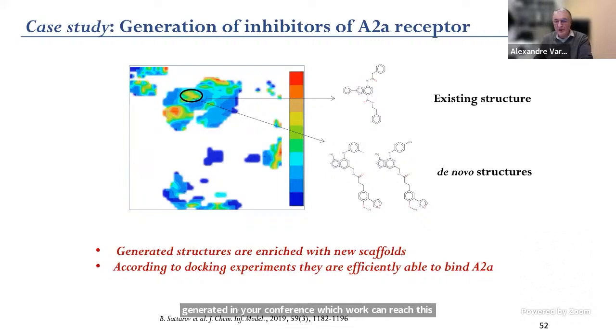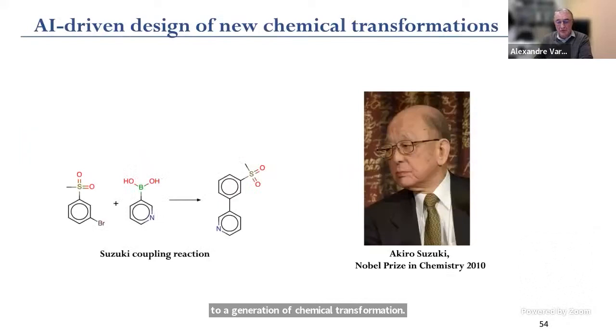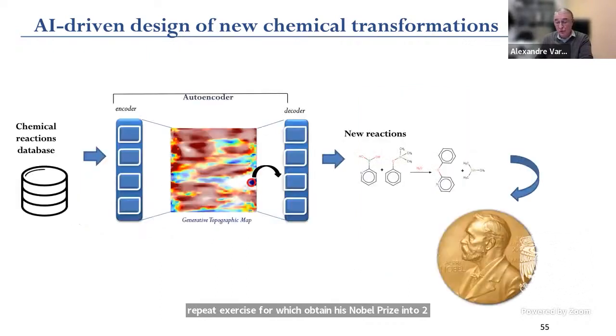And then, very briefly, another example, which is related to the generation of chemical transformations. We intended to repeat the exercise for which Akira Suzuki obtained his Nobel Prize in 2010, the Suzuki-Miyaura reaction. We expected that artificial intelligence would help us to discover a new type of chemical reaction, and then we might pretend to the Nobel Prize. Unfortunately, it was not the case.